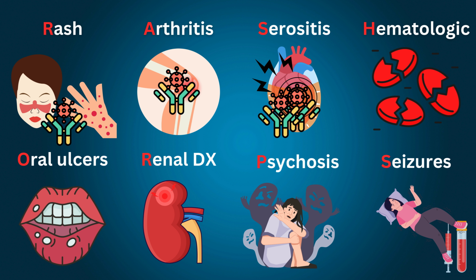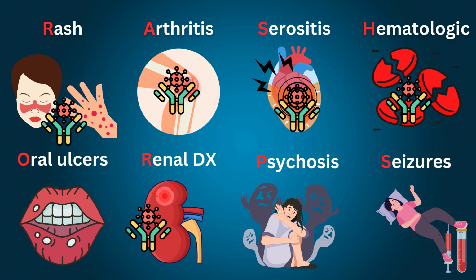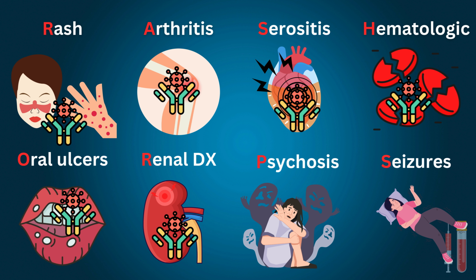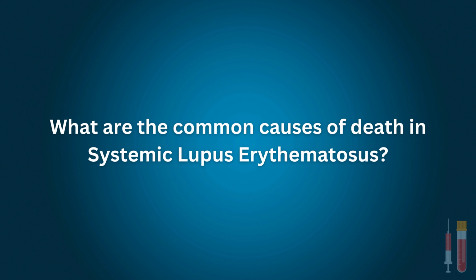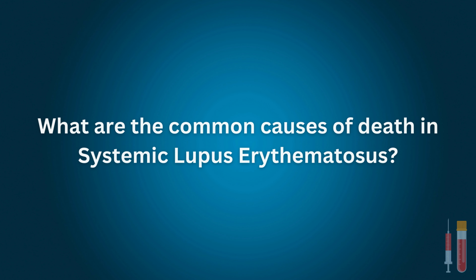The deposition of the immune complex in blood cells causes them to break down, resulting in a low blood cell count or cytopenia. The deposition of the immune complex in the mucous membranes causes oral and nasopharyngeal ulcers, its deposition in the urinary system causes renal disease, and its deposition in the central nervous system causes psychosis and seizures. What are the common causes of death in systemic lupus erythematosus?